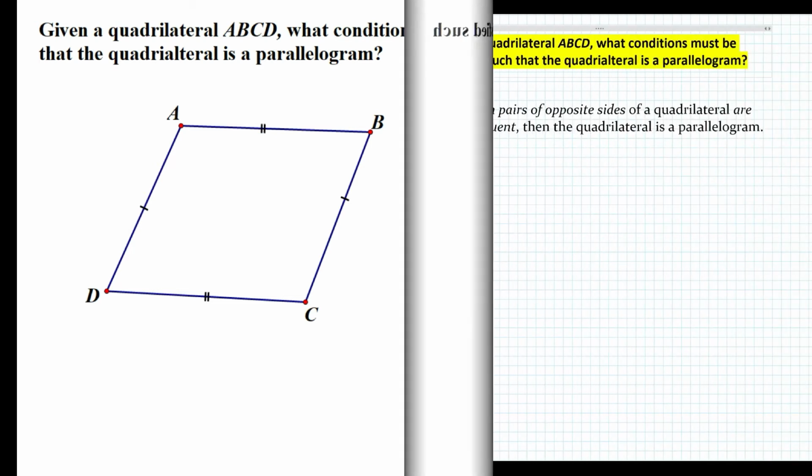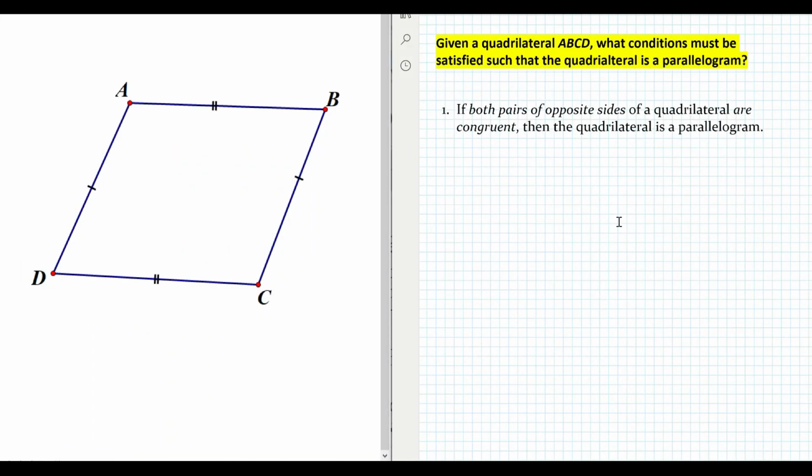So let's write this in. The first property is that if both pairs of opposite sides of a quadrilateral are congruent, then the quadrilateral is a parallelogram. Okay, so that's one of them.